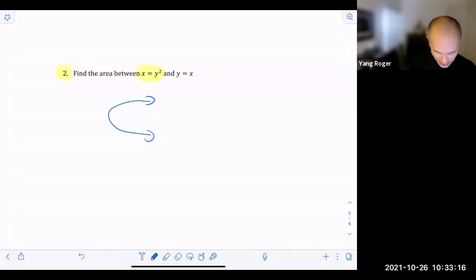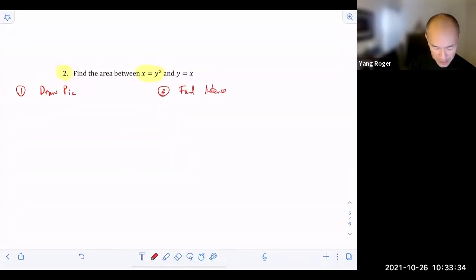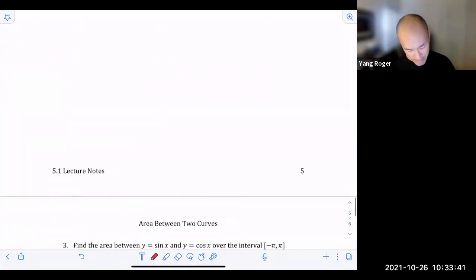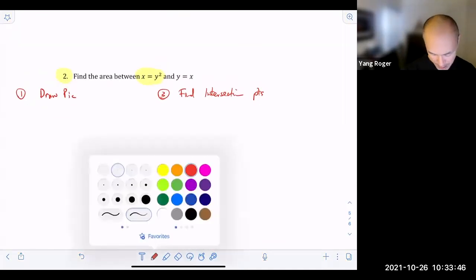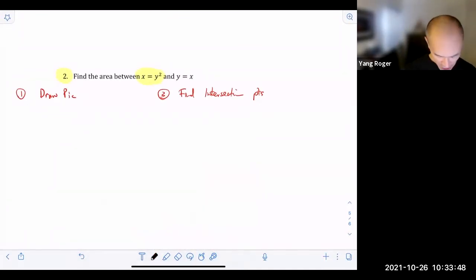So why don't you guys take a second to try this? We can actually do this one in 2 ways, but I think the first thing I would do is try to draw a picture. Then I would find the intersection points. Continue like that. Okay. So try that. Let me know when you finish.